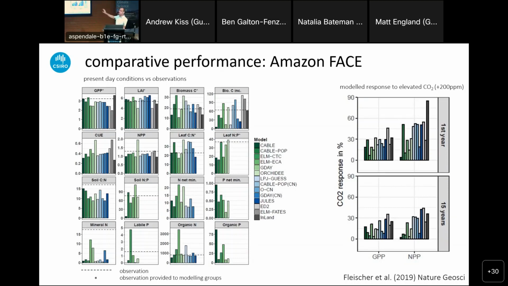What is definitely true is that when you run those models under double CO2, this was a double plus 200 ppm response, the two CABLE models, the two green bars on the set, do have completely different responses to increased CO2. So that feeds into our questions about what's happening in the future.